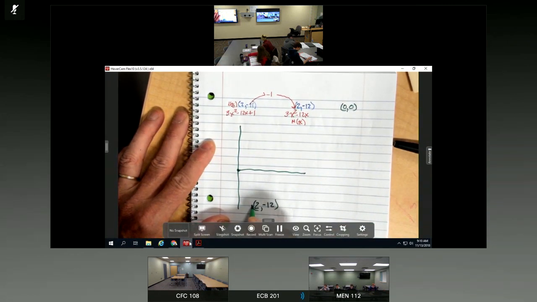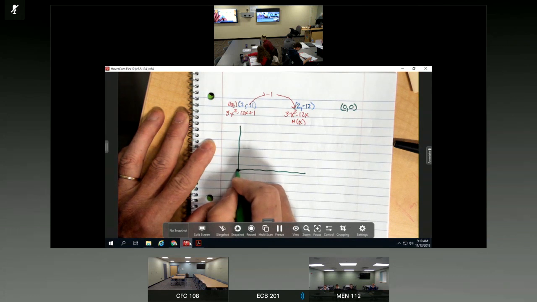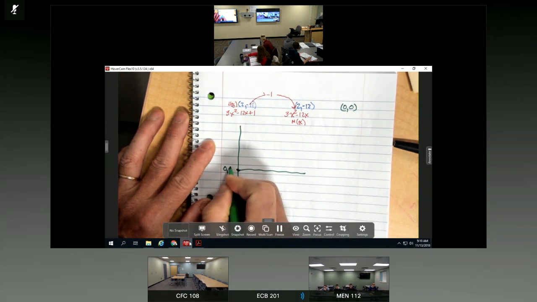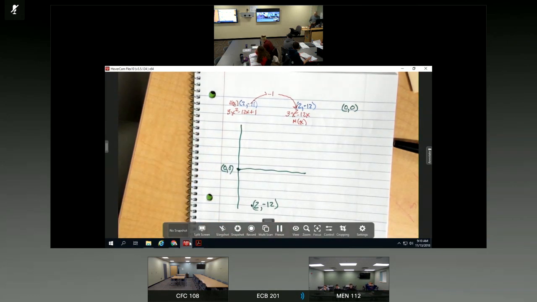Shift the input back 2, right? And shift the output up 12 to get to 0, 0. So shift the input back 2, shift the output up 12. So, part C.